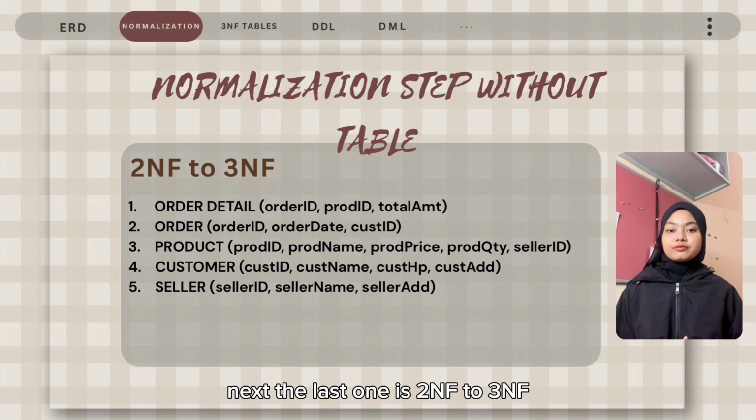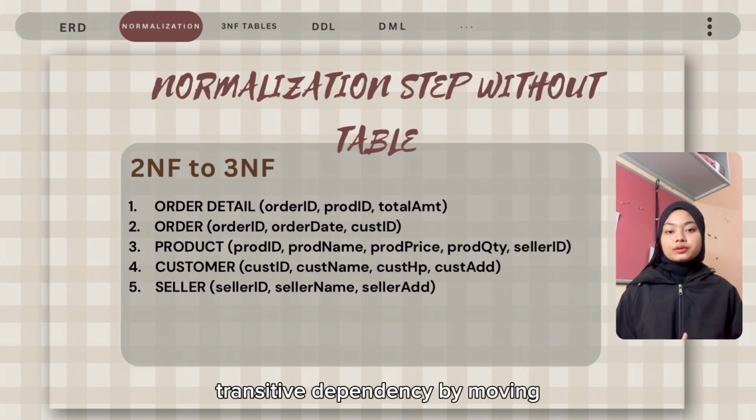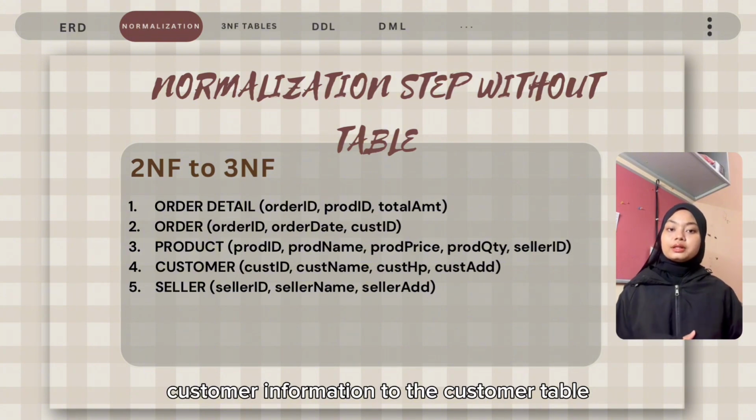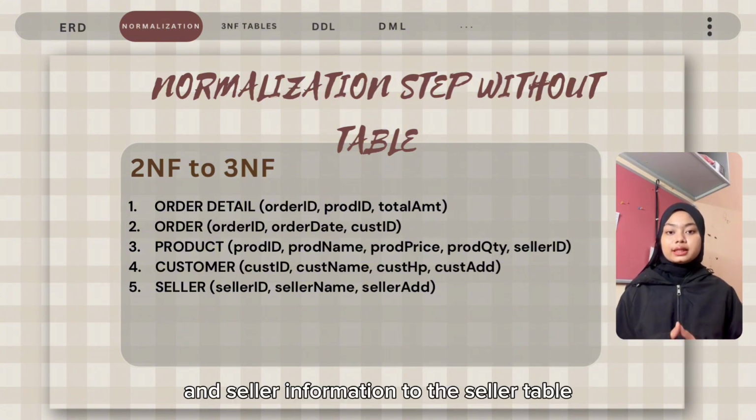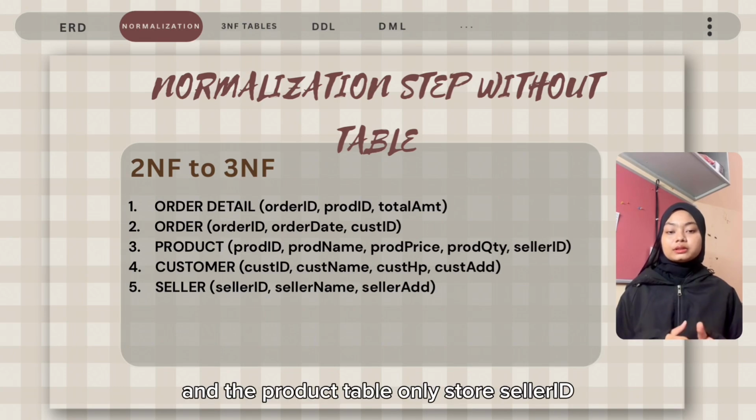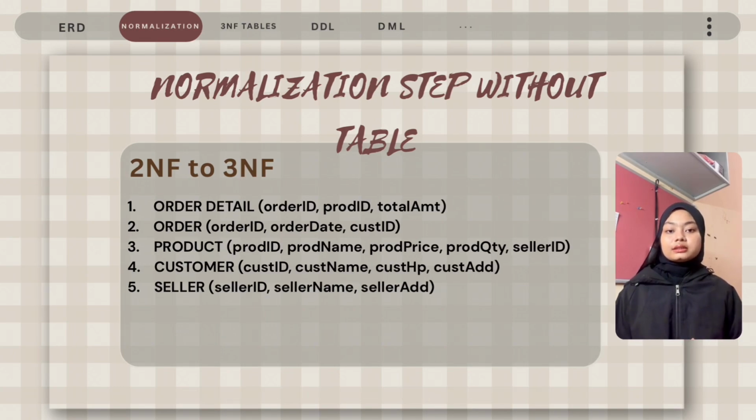Next, the last one is 2NF to 3NF. In 3NF, we remove transitive dependency by moving customer information to the customer table and seller information to the seller table. The order table only stores customer ID and the product table only stores seller ID.